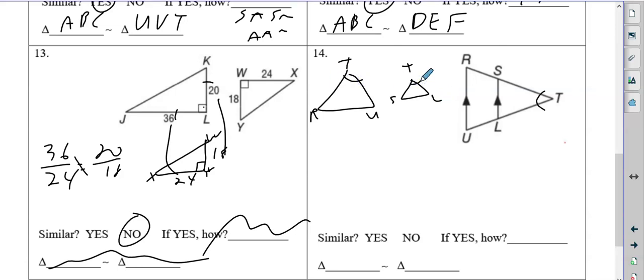We have no numbers, so the only thing we could be going for is AA. And since we have parallel lines here, we know corresponding angles are right here. So therefore, we have yes by AA similarity. And then if you just follow the order, RTU is similar to STL.